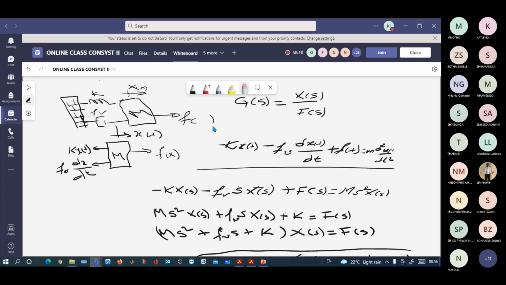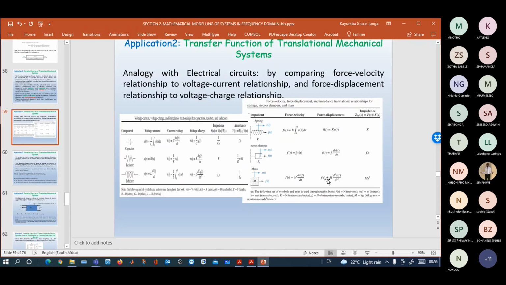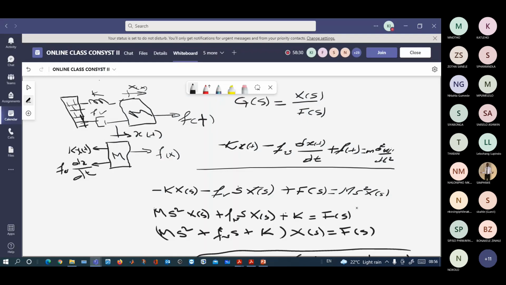There I write. Okay, f of t. So the Laplace of this one is F of s, and this one also, because it's squared. When you check here, they say it's the second derivative. So that's why this one we have ms squared. Oh, okay, I see. Yeah, that's why. Now you see it. Okay.